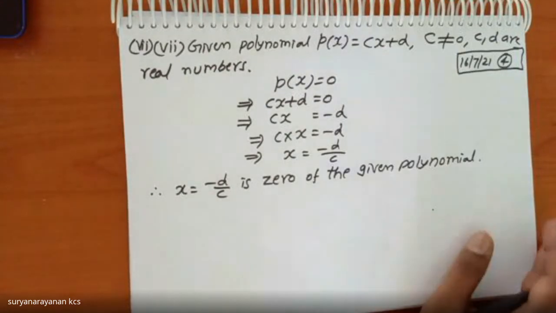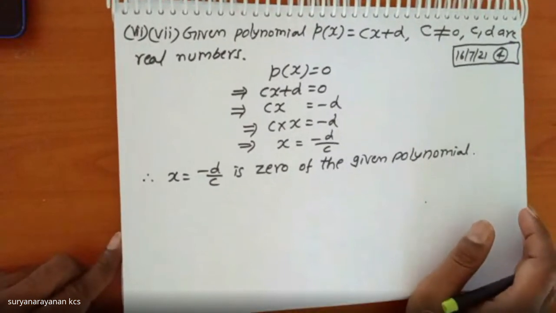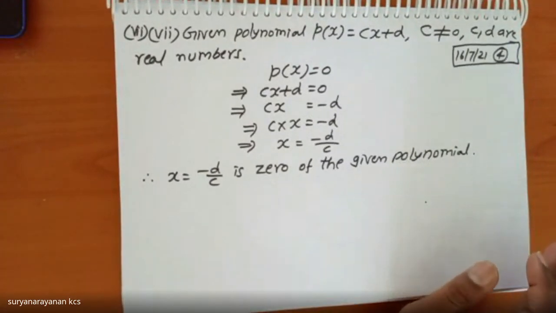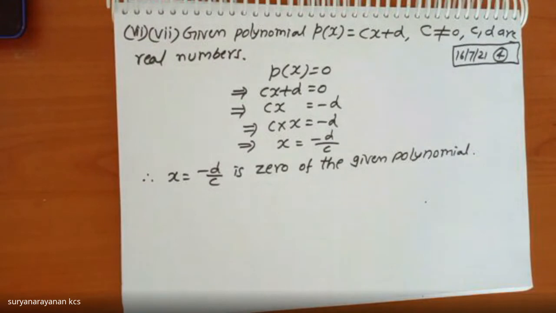Okay, my children. Now, in the previous exercise, what are the points we have learned? Tell me. In the previous exercise, what are the points we have learned? The degree of the polynomial. So, degree of the polynomial.